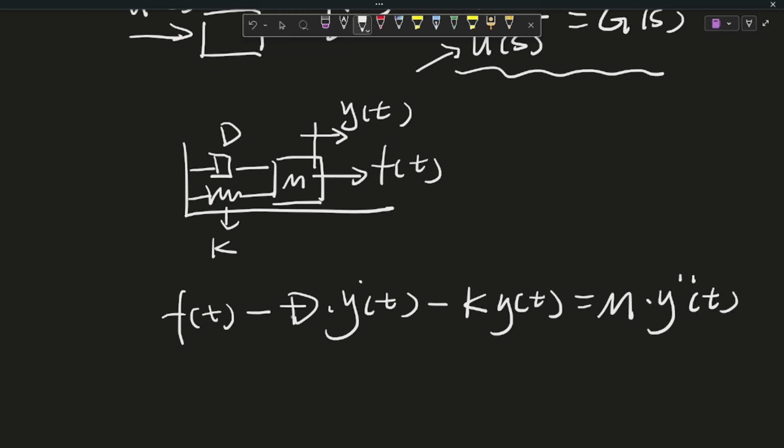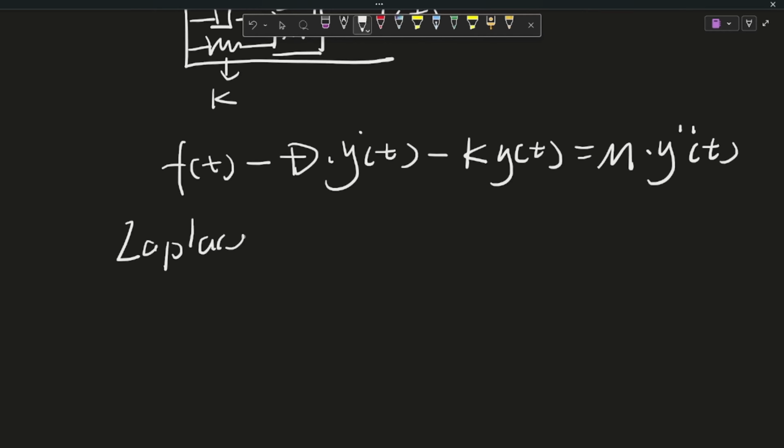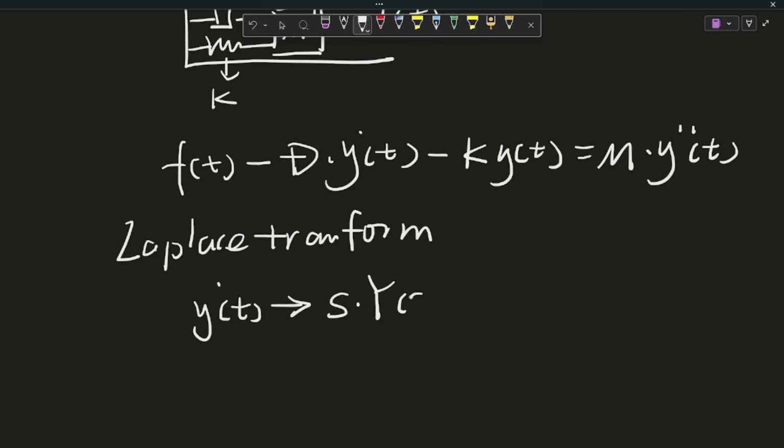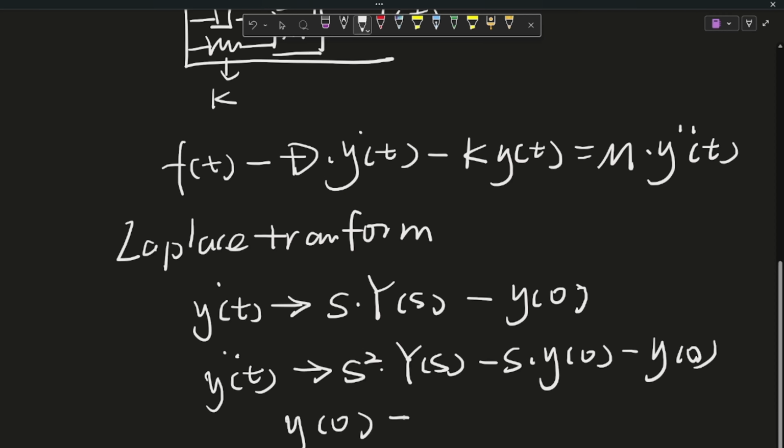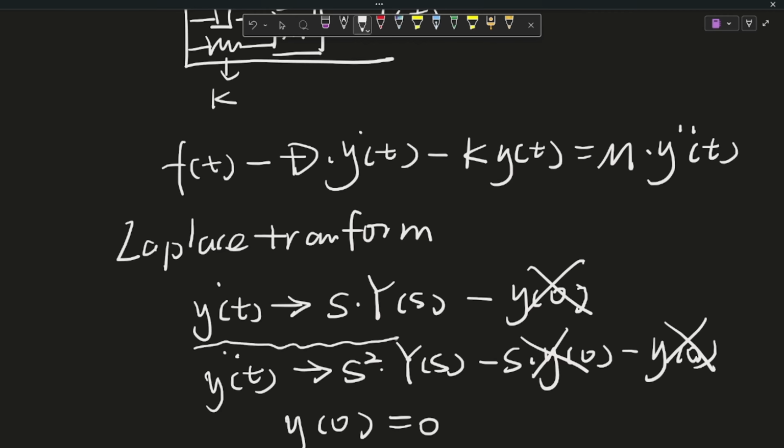Now, let's apply the Laplace transform to this equation. Let me give a brief introduction to the Laplace transform. Y dot transforms into s times Y(s) minus y(0). Y double dot transforms into s squared times Y(s) minus s times y(0) minus y dot of 0, assuming the initial value y(0) equals 0. These items can be deleted. Then the Laplace transform expressions for y dot and y double dot look like this.